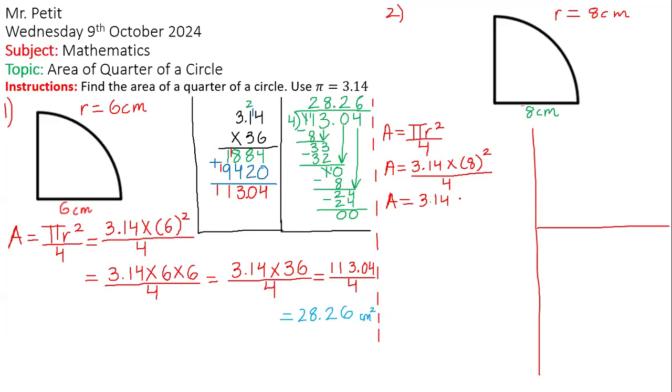Mr. Petit, shouldn't there be an arrow next to 6 centimeters and 8 centimeters? What arrows? Like how when we were doing it with the semicircle, you'd put the 2 arrows to show the radius and the diameter.